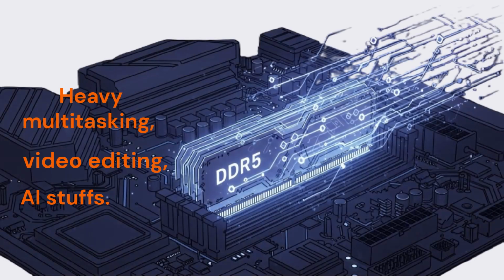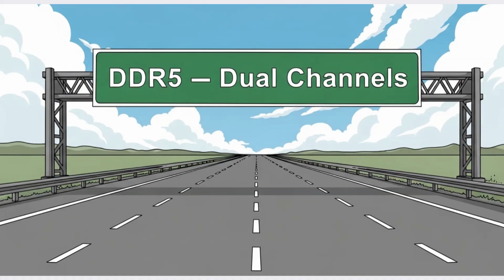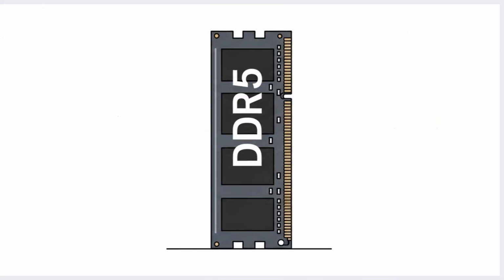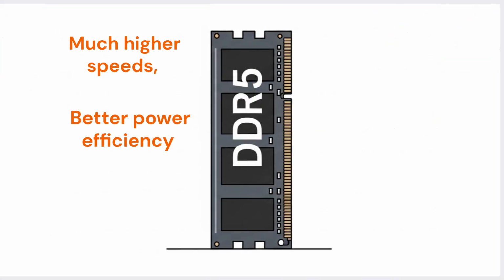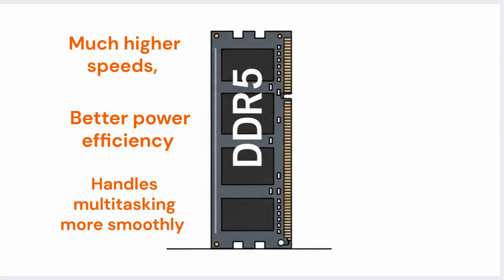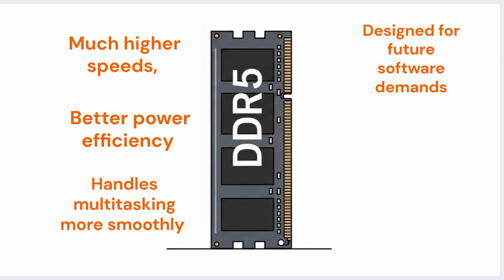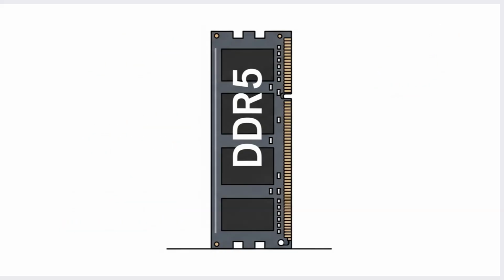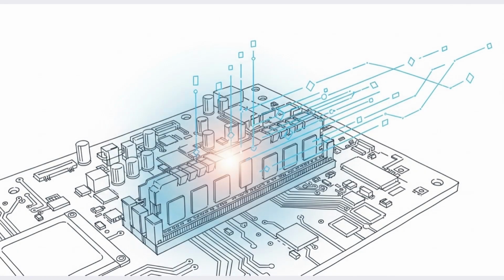It splits the connection into 2 smaller channels per stick, so it handles requests more efficiently, like having 2 lanes instead of 1 on a highway. It introduces real changes. What DDR5 improves: much higher speeds, better power efficiency, handles multitasking more smoothly, designed for future software demands. DDR5 also shifts some power management onto the RAM itself, which improves stability and efficiency. However, DDR5 is more expensive. Not all software benefits yet. You need a compatible motherboard and CPU.